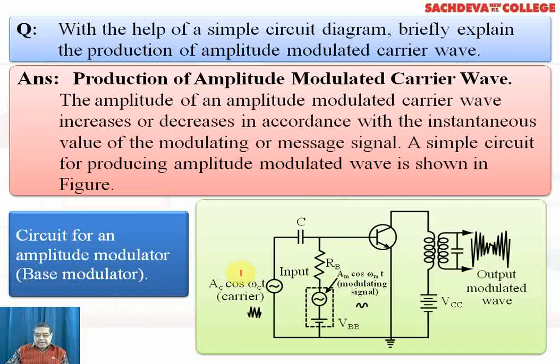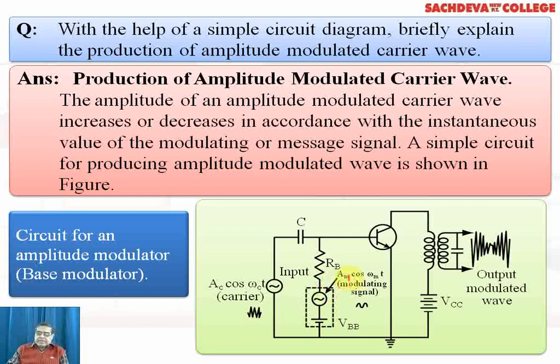The load resistance is a high resistance, and there is a base battery, and then we get from that the signal AM cos omega T, that is the modulating signal. So first is the carrier signal, and then where the arrow is indicated, we get the modulating signal. The shape of the modulating signal is indicated.